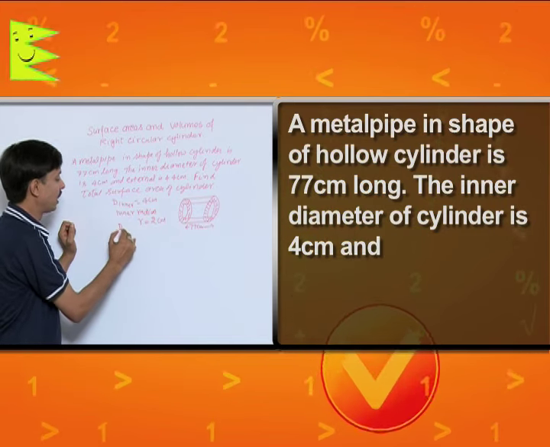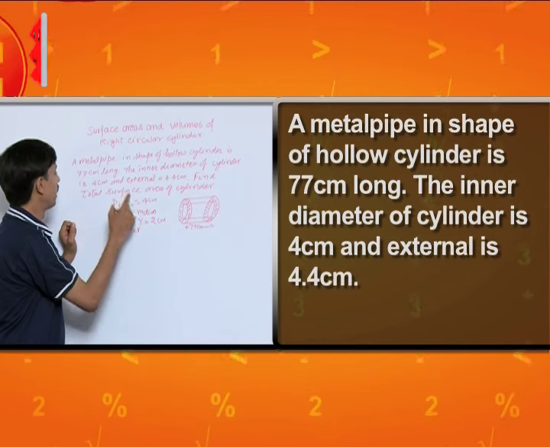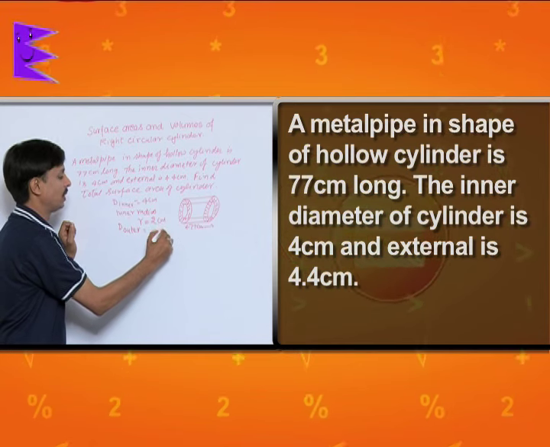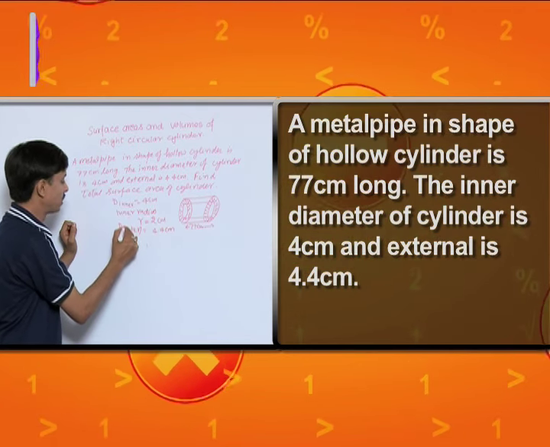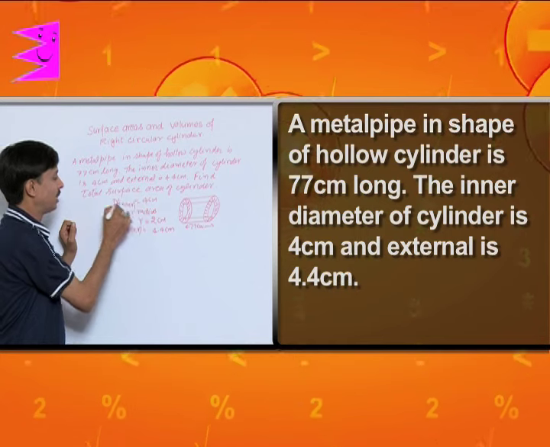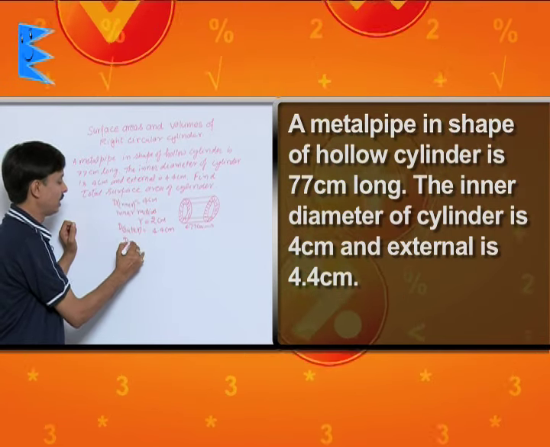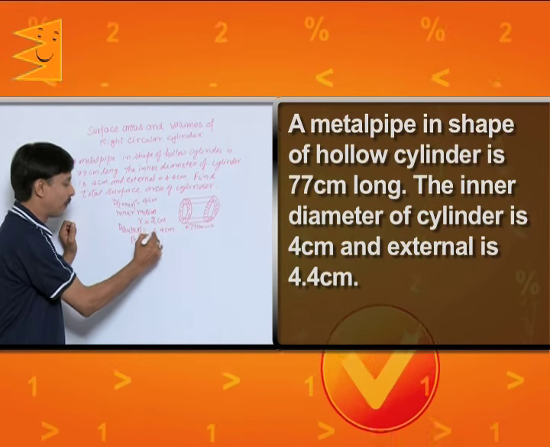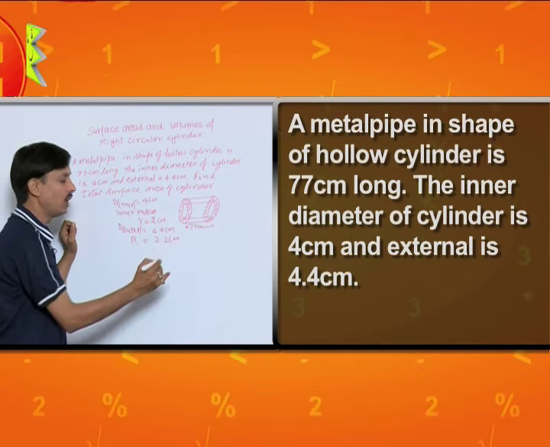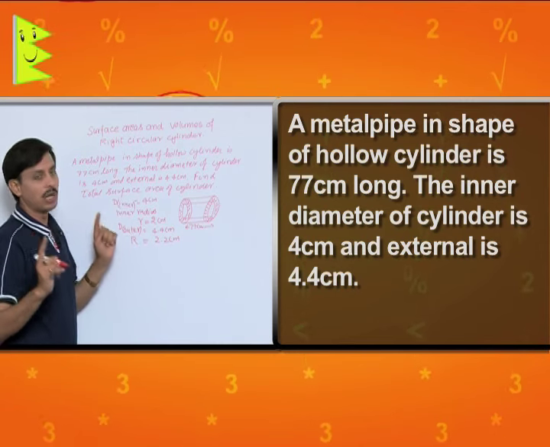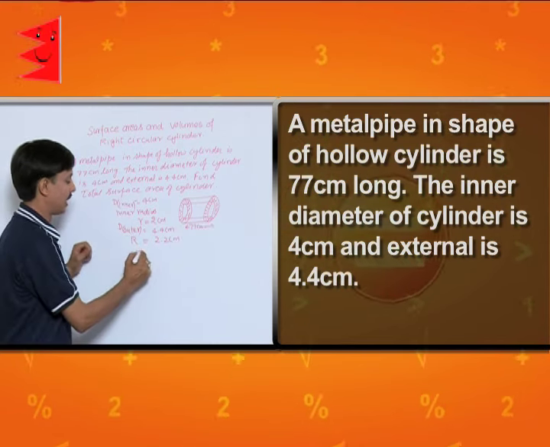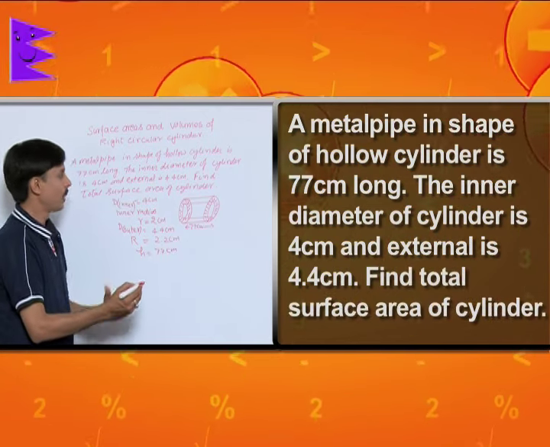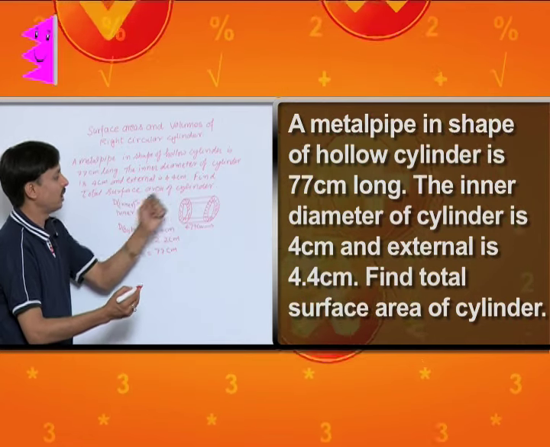Similarly, the external diameter is 4.4 centimeter. That's why I can say outer diameter is 4.4. So capital R is half of the diameter, 2.2 centimeter. The length of the pipe will be taken as the height. Height is 77 centimeter. What is the total surface area of cylinder?